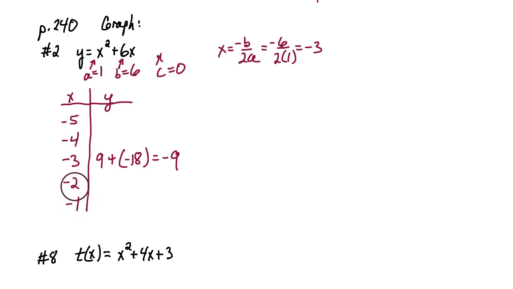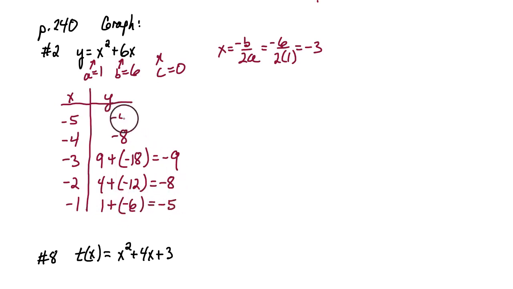Let's fill in -2. -2 squared is 4, and 6 times -2 is -12. This makes -8, and so is this. Now let's fill in -1. -1 squared is 1, and 6 times -1 is -6. This makes -5, and so is this. Now we can graph them.